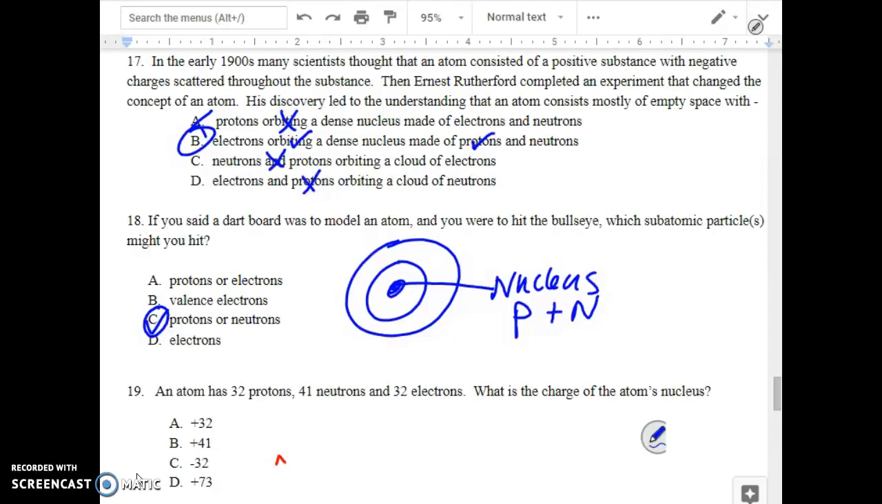Number 19, an atom has 32 protons, 41 neutrons, and 32 electrons. What is the charge of the atom's nucleus? We know that the protons and the neutrons are the only 2 particles inside the nucleus. We know protons are positive, neutrons have no charge at all, so the charge of just the nucleus is going to be plus 32.